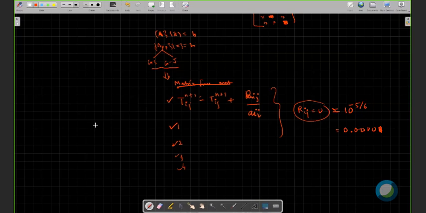Now, when your system is converging from your initial solution towards the final solution, this convergence may be slow.